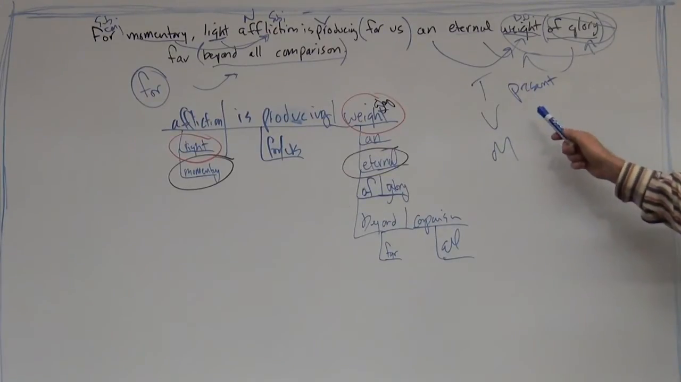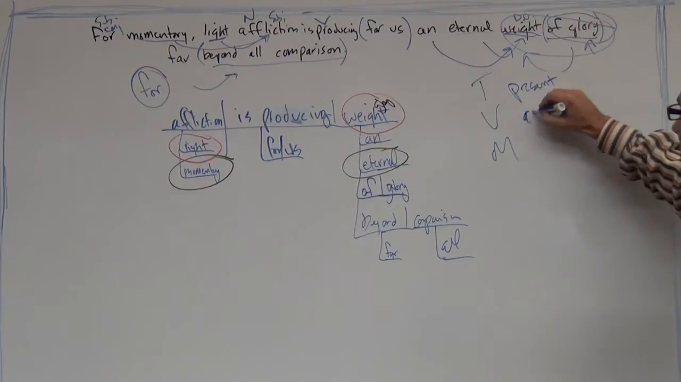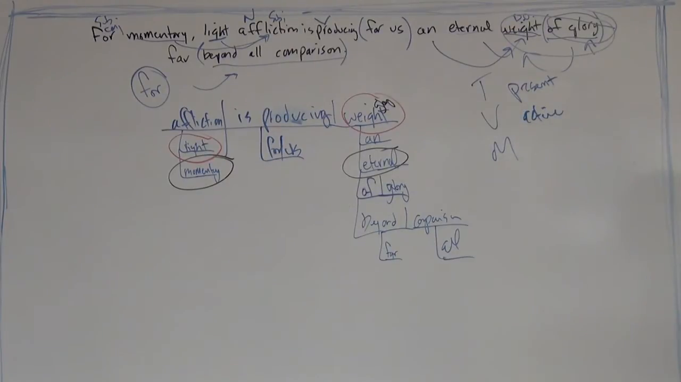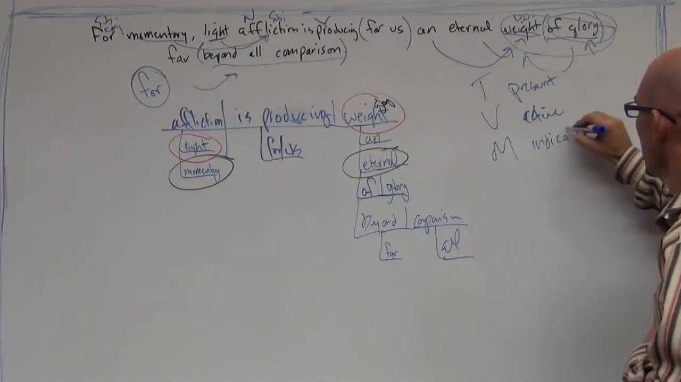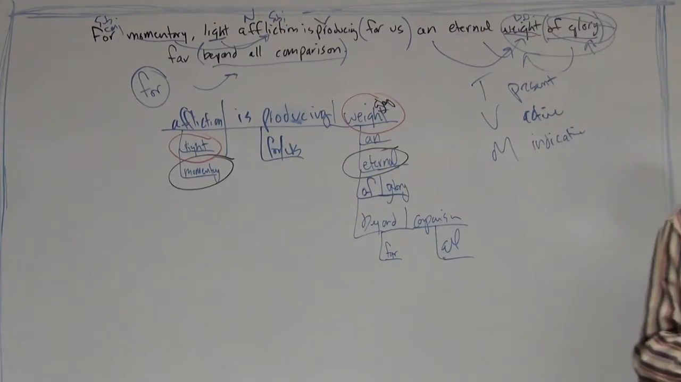Okay. Present, active, indicative, imperative, interrogative, or subjunctive? Okay, it's indicative. Dana? There was a question. No? Okay. All right.